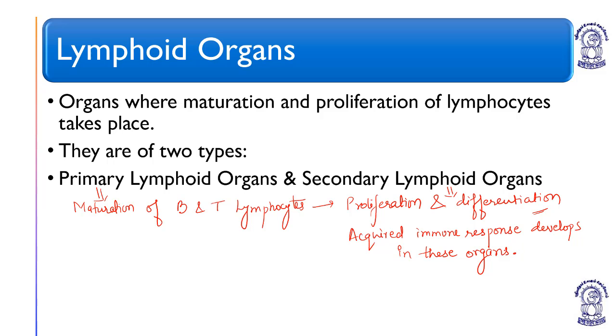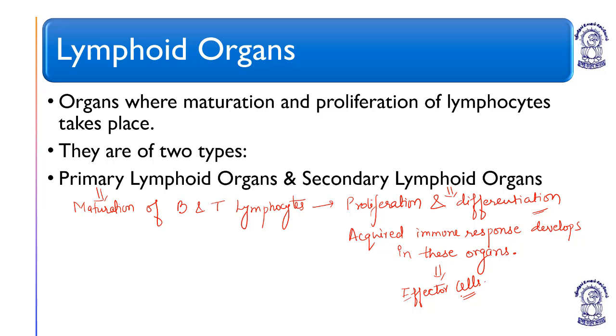The acquired immune response develops in these organs. Now these B and T lymphocytes become effector cells. In primary lymphoid organs, the lymphocytes mature and come up with antigenic receptors, and in the secondary lymphoid organs, they proliferate and differentiate, and now they become the effector cells.